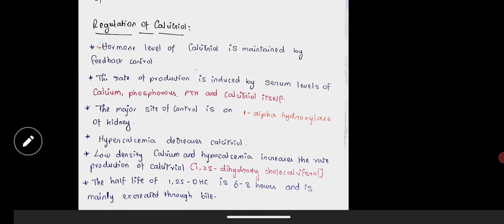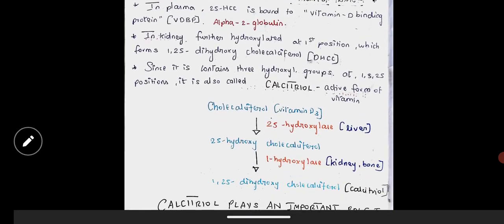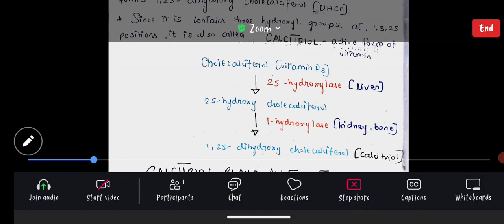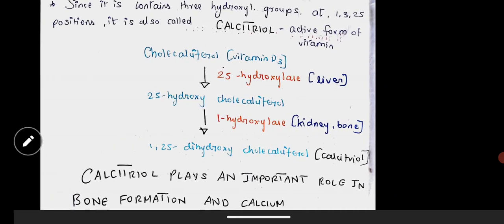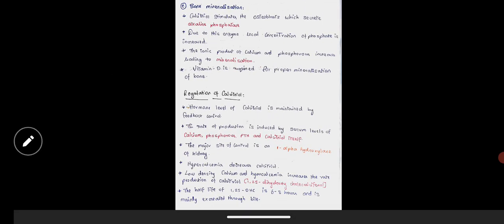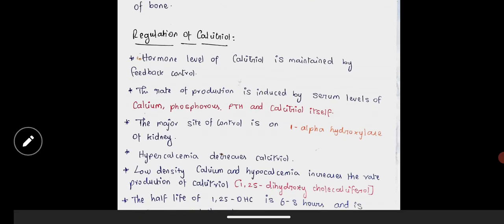Yeah, see, in absorption, when 25-hydroxycholecalciferol is being converted to 1,25-dihydroxy, here 1-alpha hydroxylase acts. Okay, the major site of control is on 1-alpha hydroxylase of the kidney.